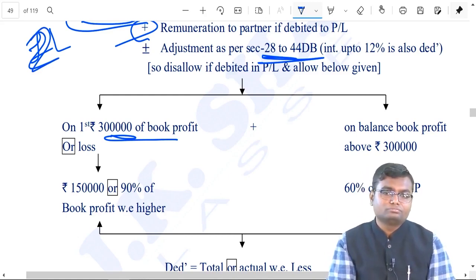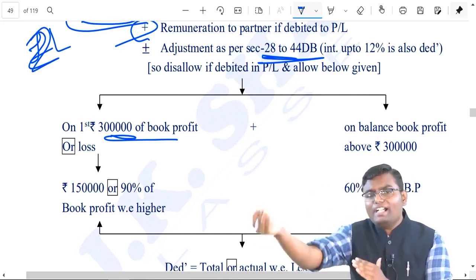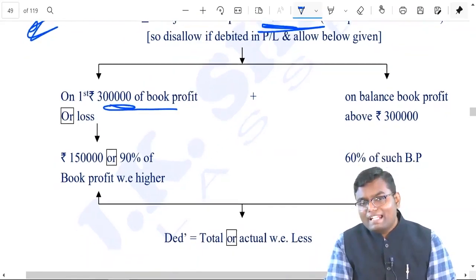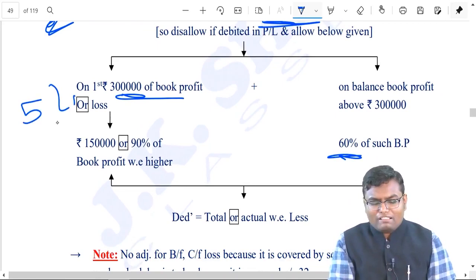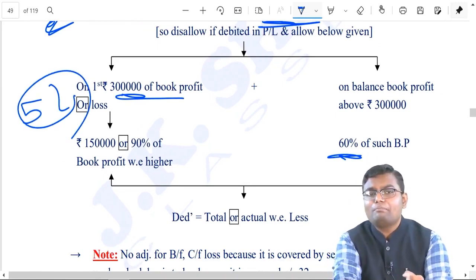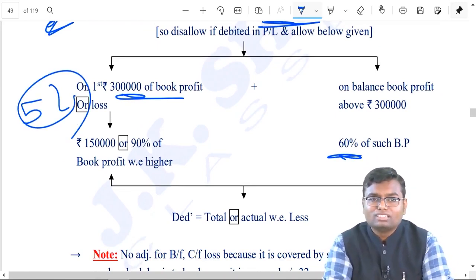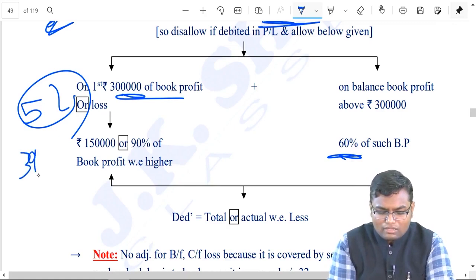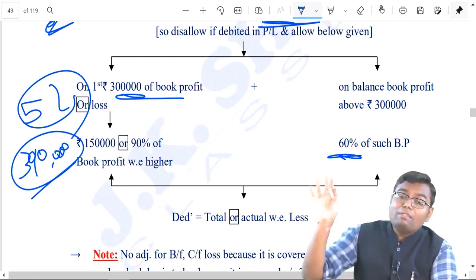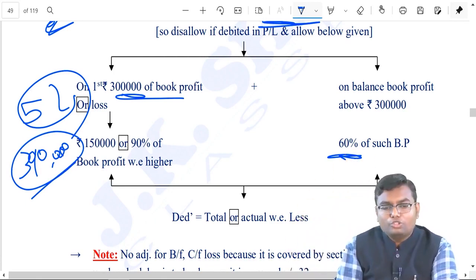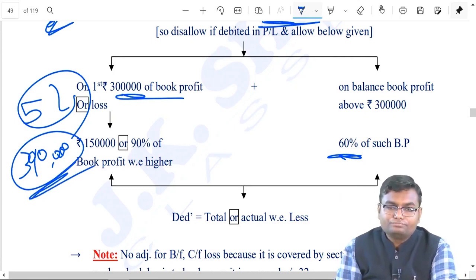Now whatever is the book profit over and above rupees 3 lakh, of that balance amount, 60% can be allowed. So let's say 5 lakh rupees is my book profit. What is the maximum remuneration I can pay to my partner? On the balance 2 lakh, 60%, plus 2 lakh 70,000, that is 90% of 3 lakh, total 3 lakh 90,000. Now let's say the firm is paying only 3 lakh, then you will get a deduction of 3 lakh. If the firm is paying 4 lakh to the partner, you will get a deduction of 3 lakh 90,000.